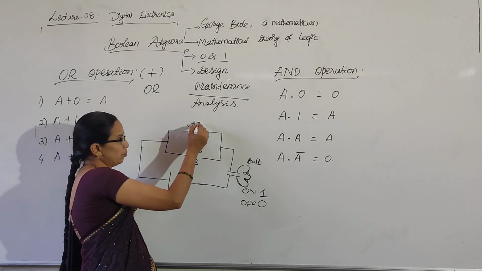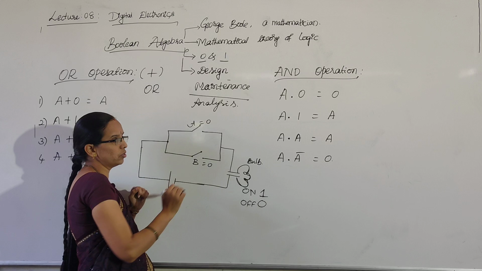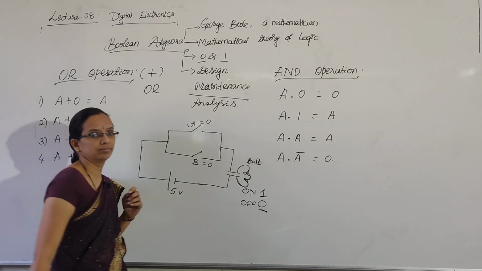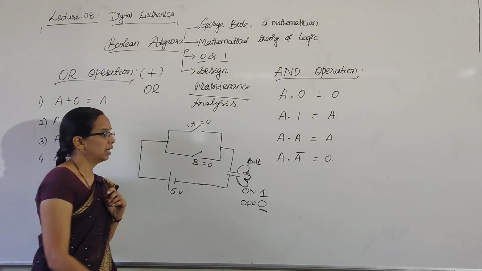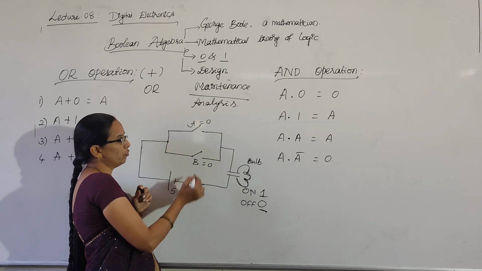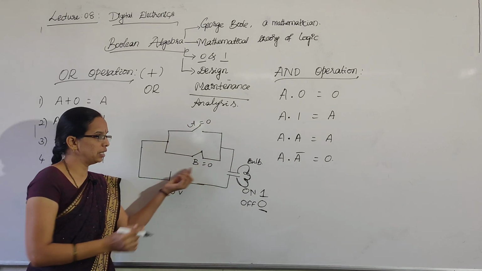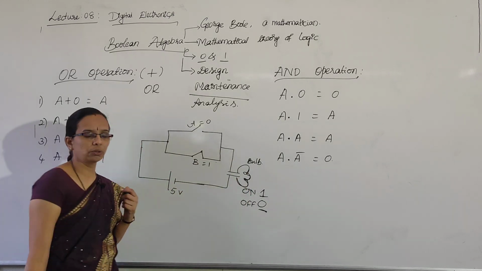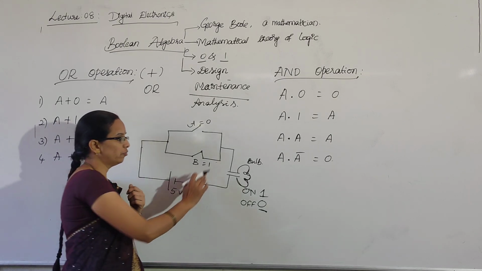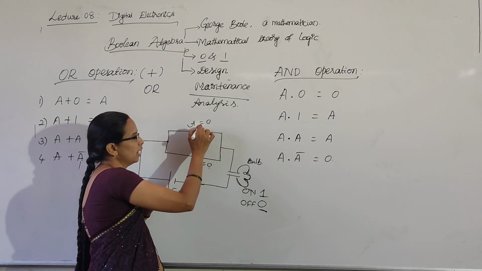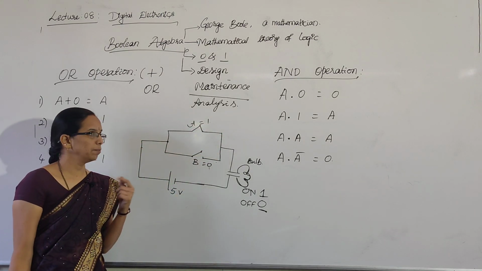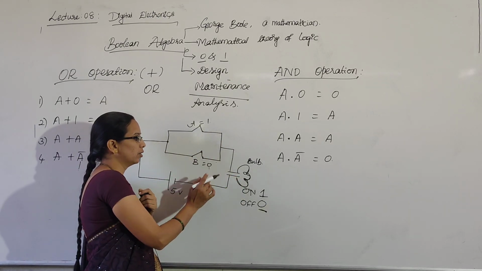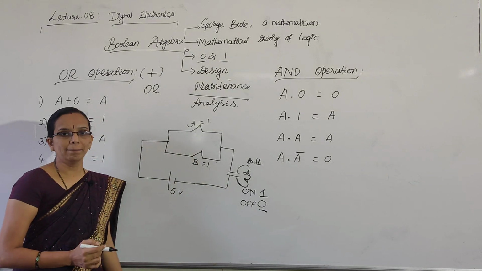So if both are 0, in the sense both are open circuit, the bulb will not glow, then you get 0 in the OR operation. If A is open only and I close B, what happens? Current can take this path and the bulb will be glowing. If I make B open again and A is closed, what happens? Again current can take this path and the bulb will be glowing. If I make both closed, then also the bulb will glow.